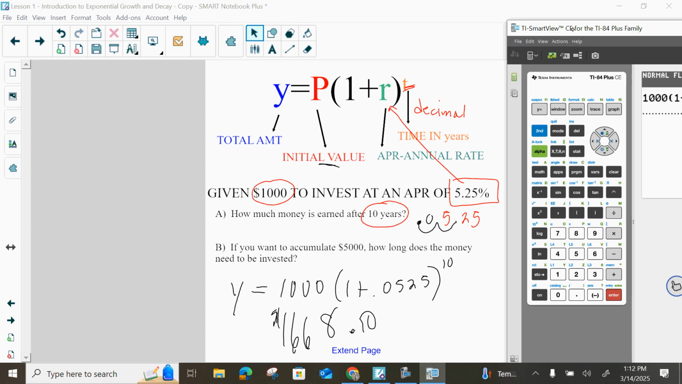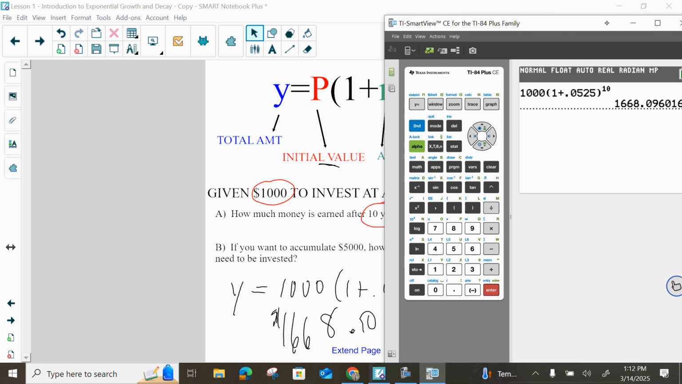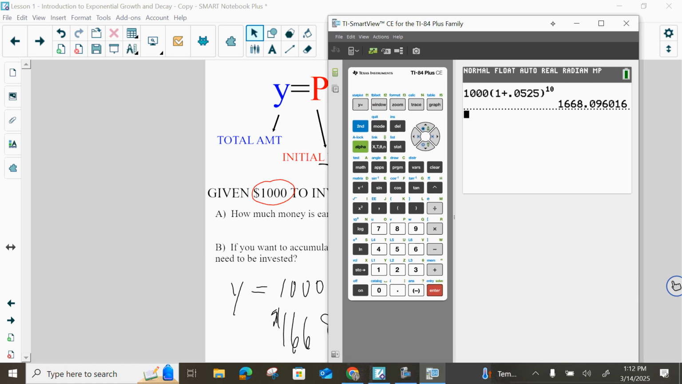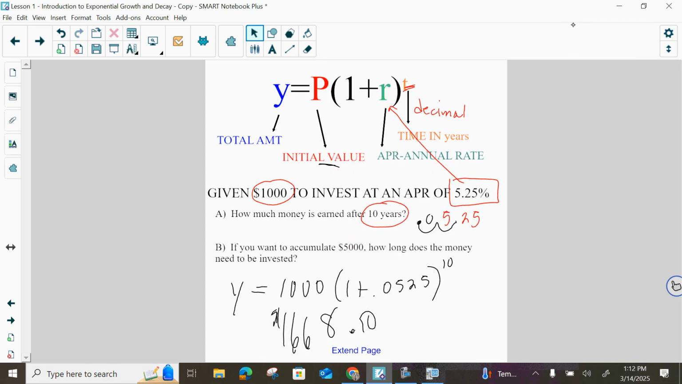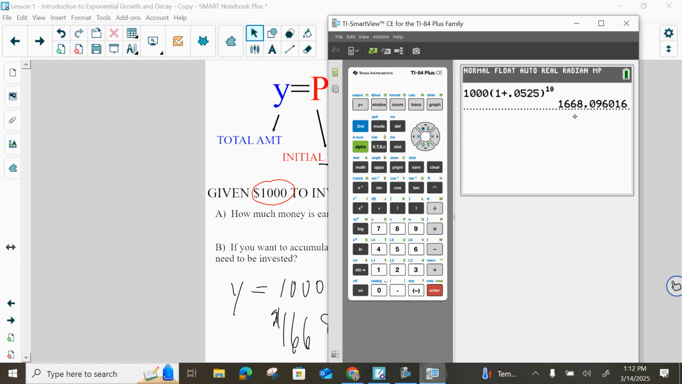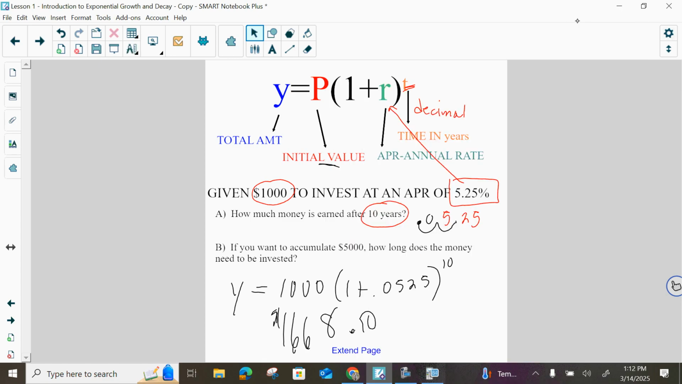And again, if you guys don't agree with it, make sure you stop me, and I'll show you in the calculator. Yeah, I round, right? It's money. So 0.096, you'd round to 10 cents. Okay. Nice and easy, right?